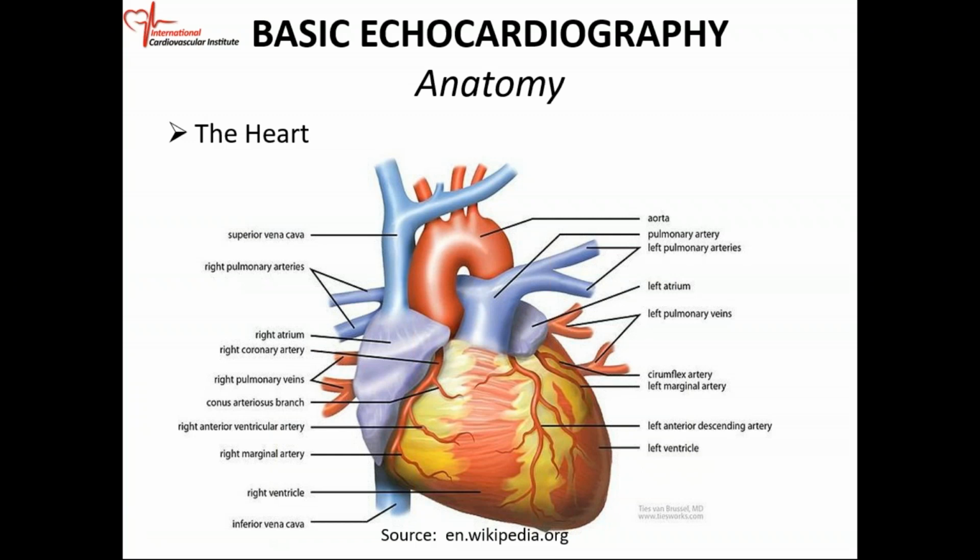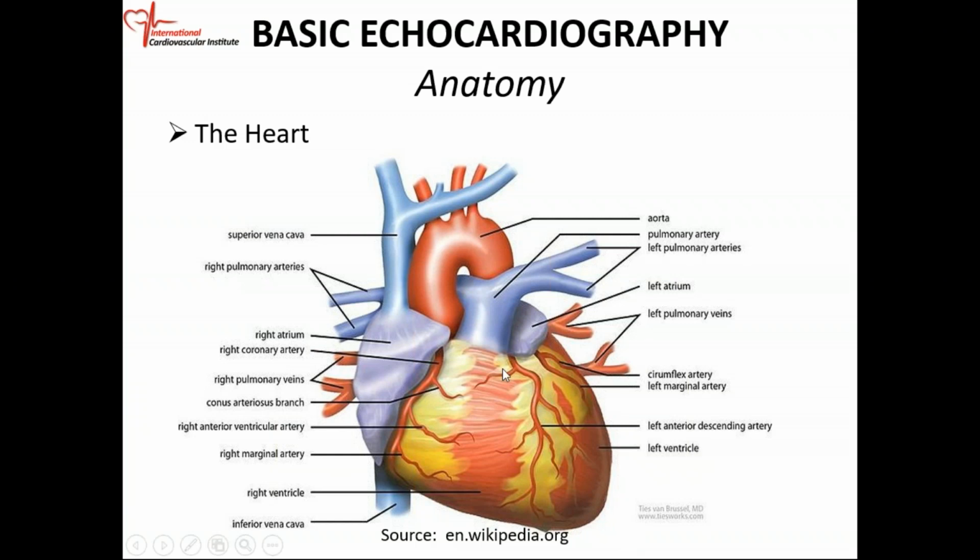These coronary blood vessels are the blood vessels that line the surface of the heart, and they branch and supply the heart muscle with blood. All living structures in the body need blood, and the heart is no different. So this is the surface of the heart.